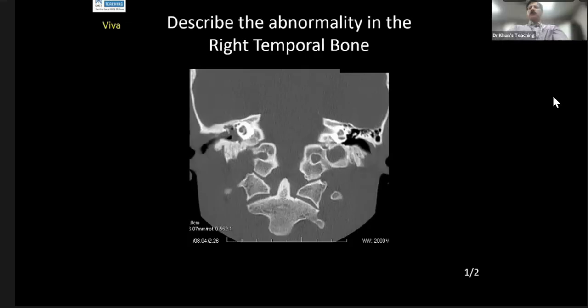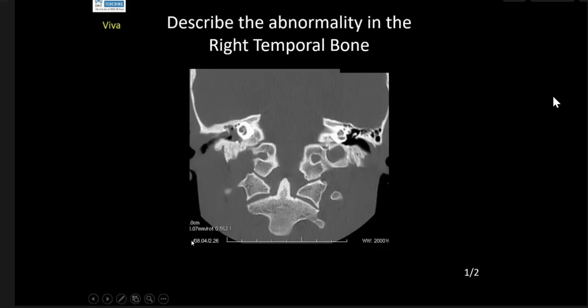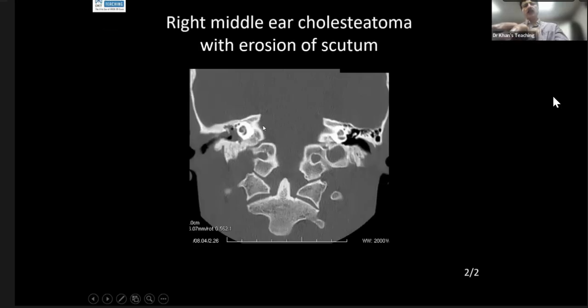So what is your differential or diagnosis? Yeah, I would like to check if it is soft tissue density. If so, it's most likely in keeping with cholesteatoma, which has caused erosion of the bones. Right. Okay, good. Well done. Now, this is a cholesteatoma.